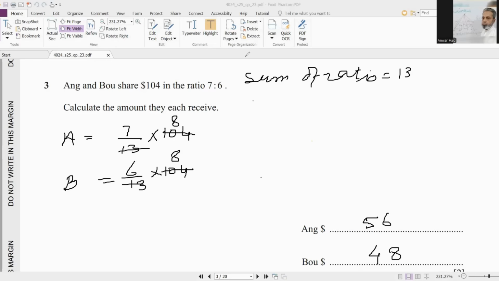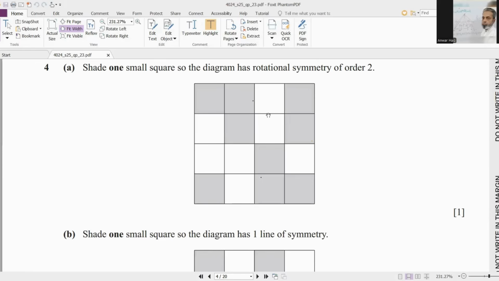Then for the next question now. This is question 4. In question 4, he has given you shaded one small square. So the diagram has rotational symmetry of order 2. You can see at every edge there are two squares shaded. So if at this edge there are two, at this edge there are two, so there should also be two shaded squares. So this one will be shaded, and this will have rotational symmetry of order 2.